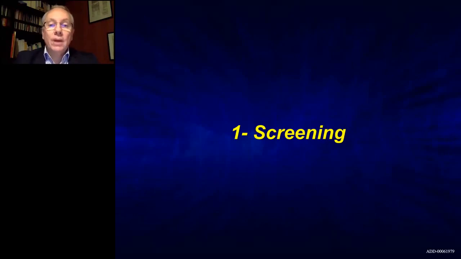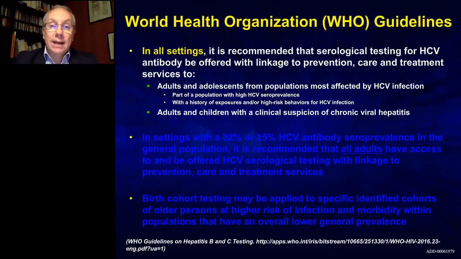The World Health Organization, WHO, has recently issued guidelines, and these guidelines are very precise in what should be done. In all settings, the guidelines say, it is recommended that serological testing for HCV antibody be offered with linkage to prevention, care, and treatment services to adults and adolescents from populations most affected by HCV infection. This includes patients who are part of a population with high HCV seroprevalence and patients with a history of exposure and/or high-risk behaviors for HCV infection, and also in adults and children with a clinical suspicion of chronic viral hepatitis.